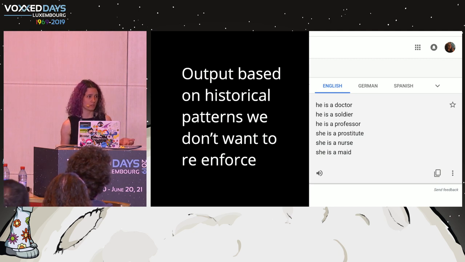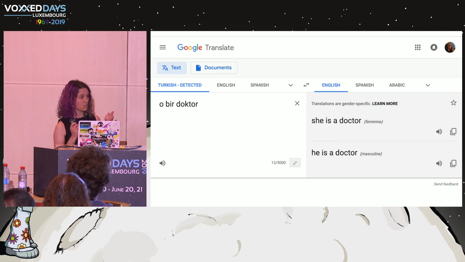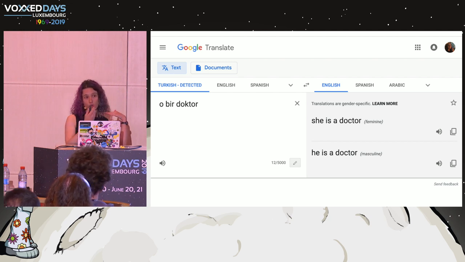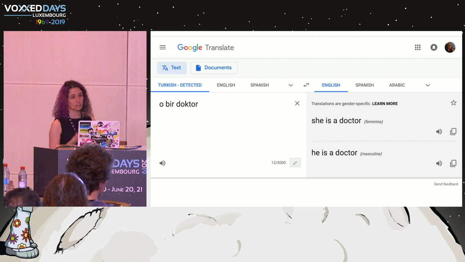And so what can we do? Well, Google have done one thing for a few languages, including Turkish. They now show these alternative translations. So this could translate into either of these sentences. And they also have plans to make this work beyond the gender binary as well, which I think is great.